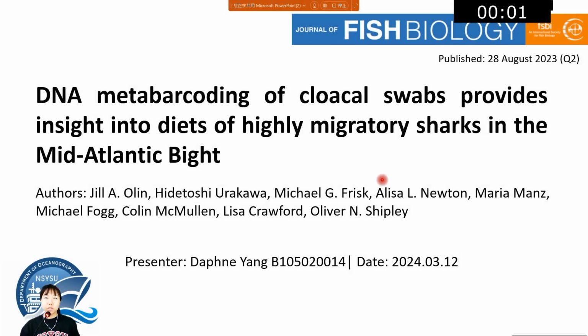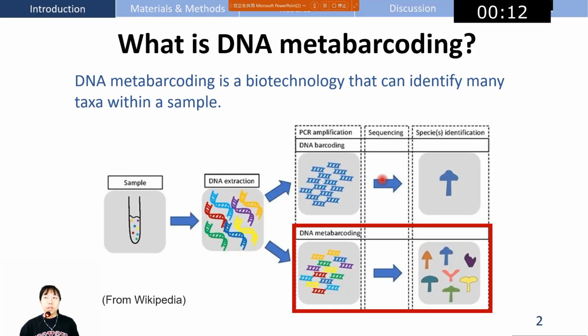Hi, I'm Daphne. Today I will talk about DNA metabarcoding of cloacal swabs provides insight into diets of highly migratory sharks in the Mid-Atlantic Bight.